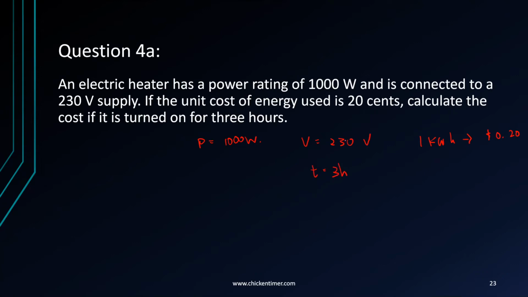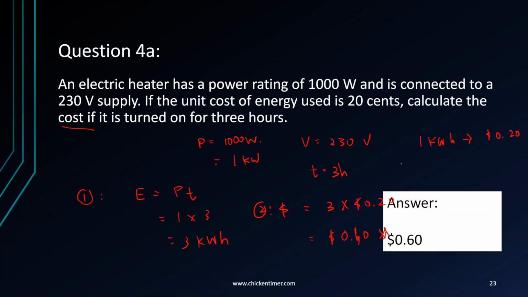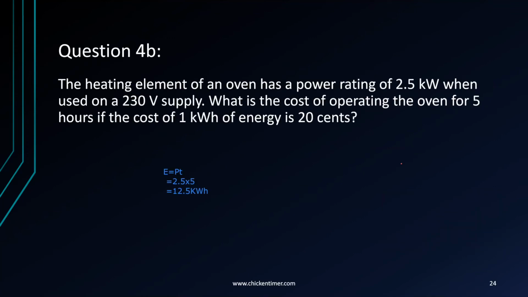So what I do is step 1, energy is power times time, like this. Power must be in kilowatts, so I divide by 1,000. So 1 here, then time is 3 hours. So this is 3 kilowatt hour. Then you need the cost. So the cost would be 3 kilowatt hour times 20 cents. So you will use how much? 60 cents. Like that. Okay, that's how you calculate. Can? Can. Okay, so let's go to the next one.